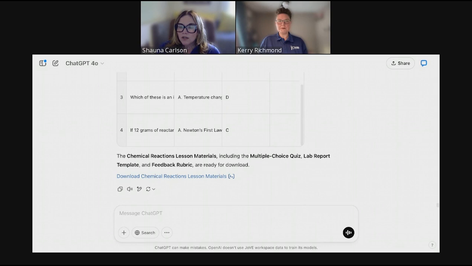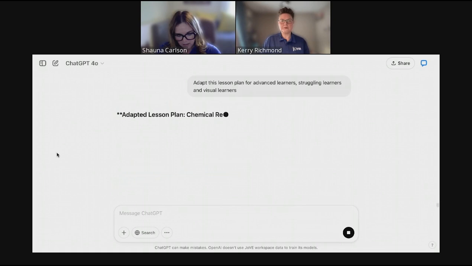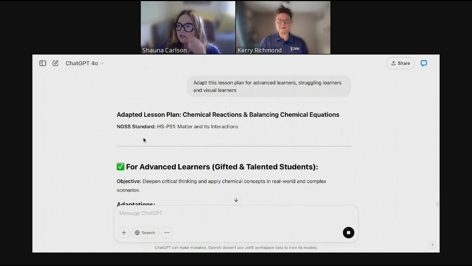Let's say we need to differentiate this for our different learners, right? We've got some advanced, some struggling, some visual learners. So we'll do the same thing where we'll say, hey, let's adapt this for those different types of learners, and it'll create 3 different lesson plans for each type of learner.